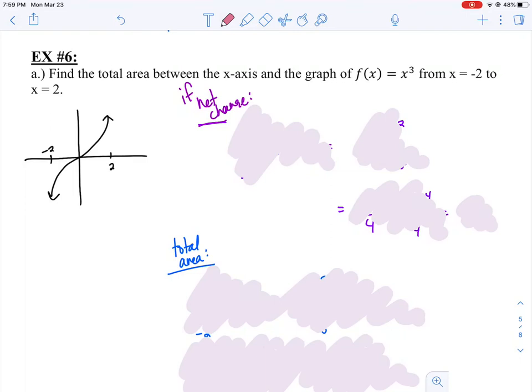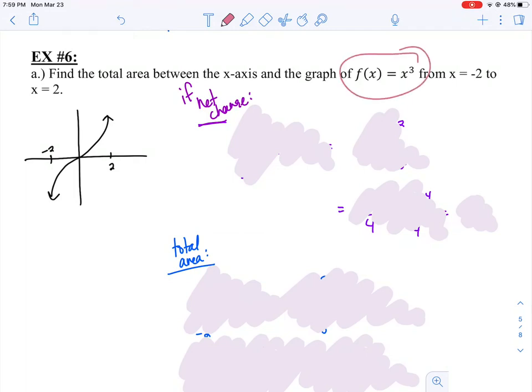All right, here's example number 6 from 15.4. And we talked in our last video about negative area versus positive area, area below the x-axis versus area above the x-axis, and how we have to be careful depending on what the question asks us. So if you look at example number 6, it asks us to find the total area between the x-axis and the graph of f of x, if f of x is x cubed, and we want to find the area from x equals -2 to x equals +2.